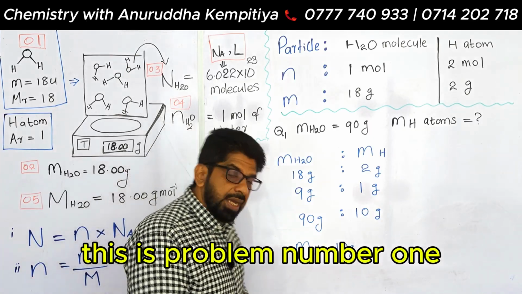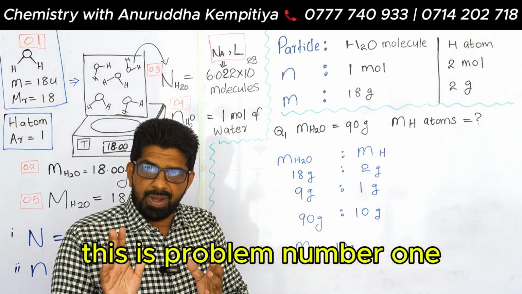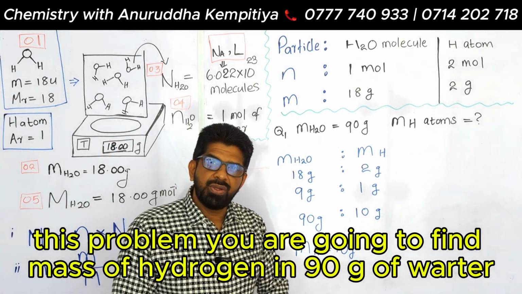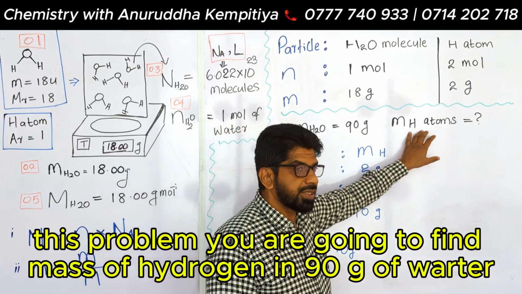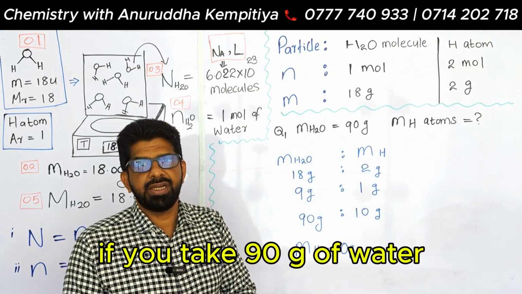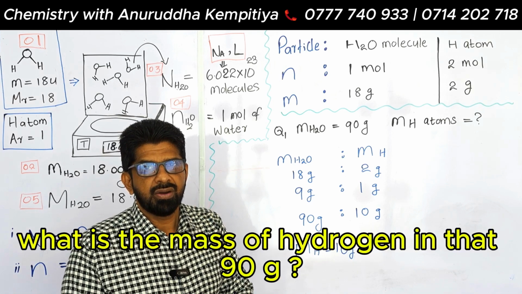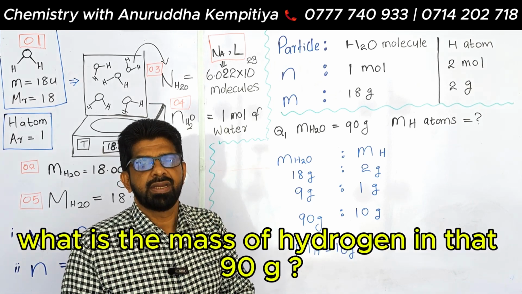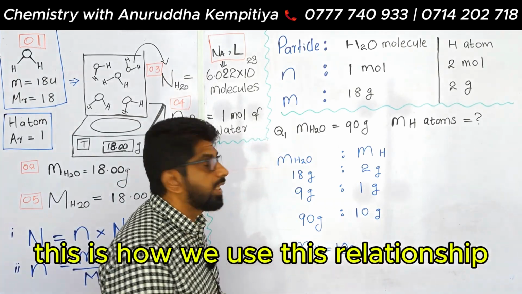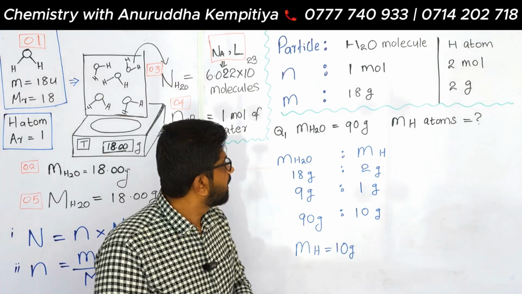Right. This is problem number 1. In this problem, you are going to find the mass of hydrogen in 90 grams of water. If you take 90 grams of water, what is the mass of hydrogen in that 90 grams? So that is the problem. This is how we use this relationship.